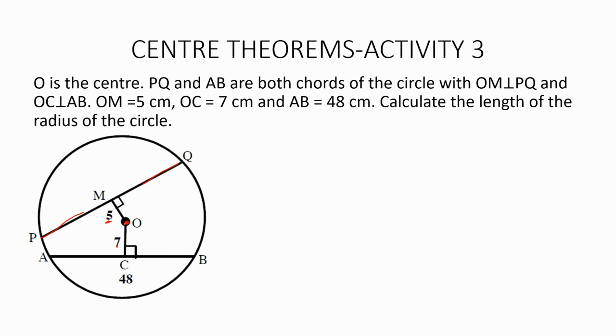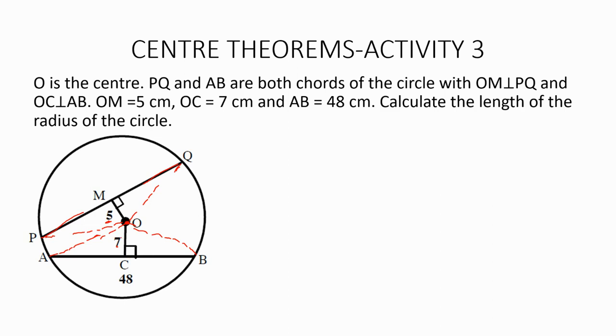I can construct OA, and then I can construct OB. I can construct OP. I can construct OQ. You see that? All these are radii. And then OA is equal to OB is equal to OQ is equal to OP because they are radii. So what are we looking for? We want to find the radius. So we can find any of these ones here.